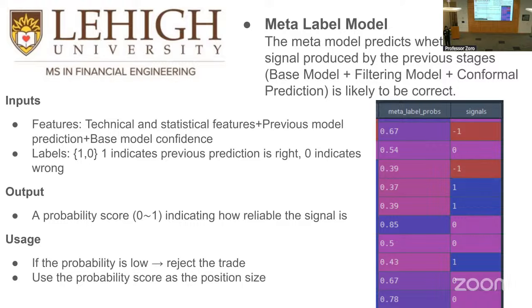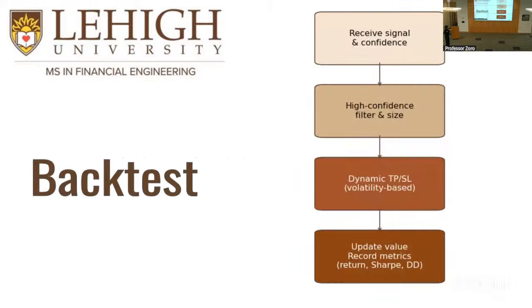With this model, first, we can reject the trade if the probability score is low. And also, we can use the probability score as our position size if we want to open a position based on that trading signal. After the multi-stage model, we get the probability score and also the trading signal. So we use these to do the backtest.